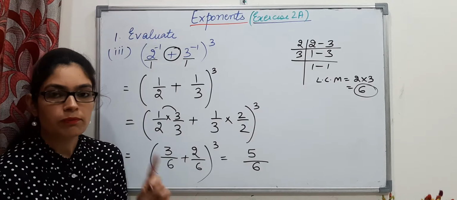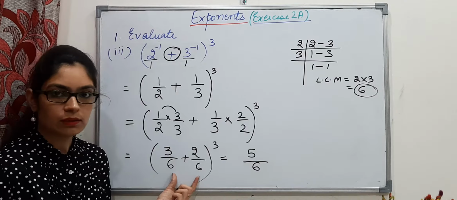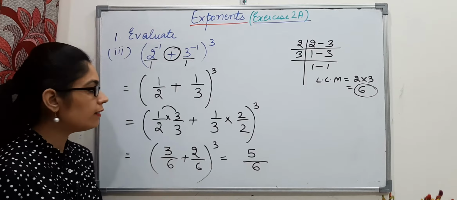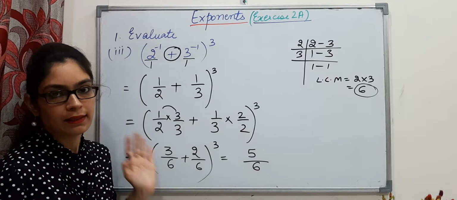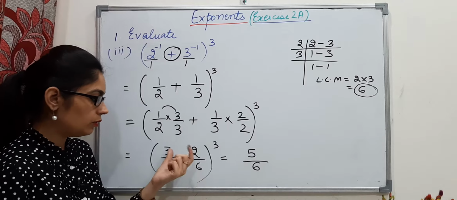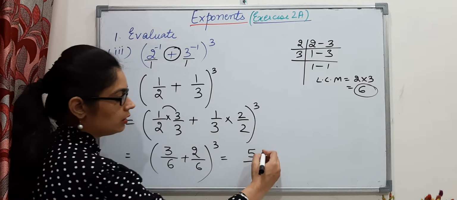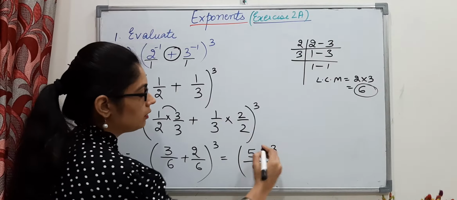See, only one time, don't add denominators. The denominator we write only a single time. We have already made these two similar, so we have done the multiplication part. Now we don't have to add this, only numerators we have to add. So 5 by 6 whole power cube.